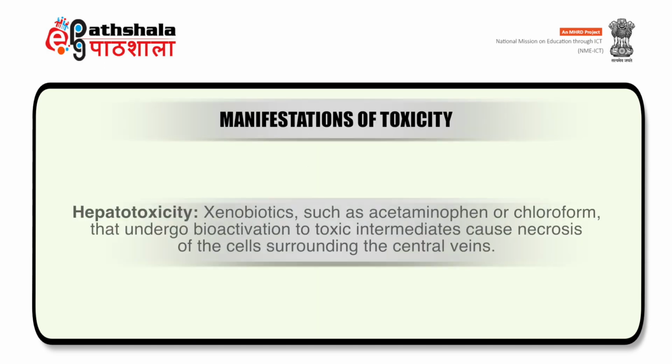Next is hepatotoxicity. Most of the orally administered drugs or toxicants are absorbed from the stomach or small intestine and transported directly to the liver through the portal vein. Thus, the liver is exposed to relatively large quantities of ingested drugs or toxicants. Drugs such as paracetamol or chloroform undergo biotransformation to toxic metabolites within the liver. Those toxic metabolites necrotize the cells surrounding the central veins, where the cytochrome P450 enzyme system is found abundantly.